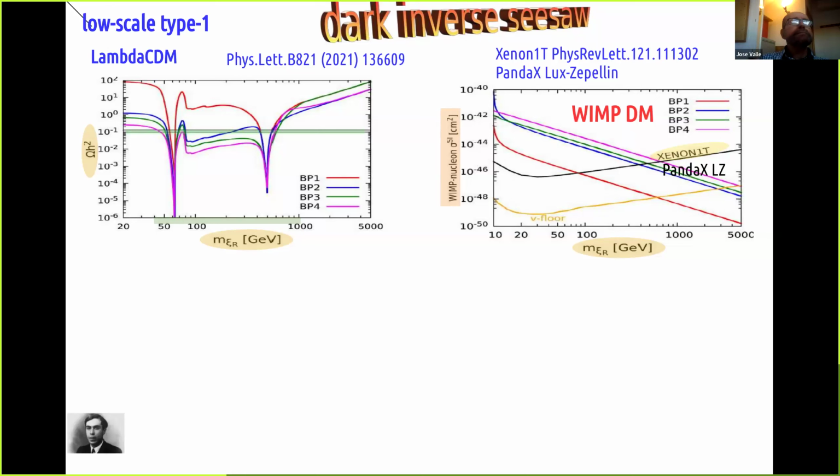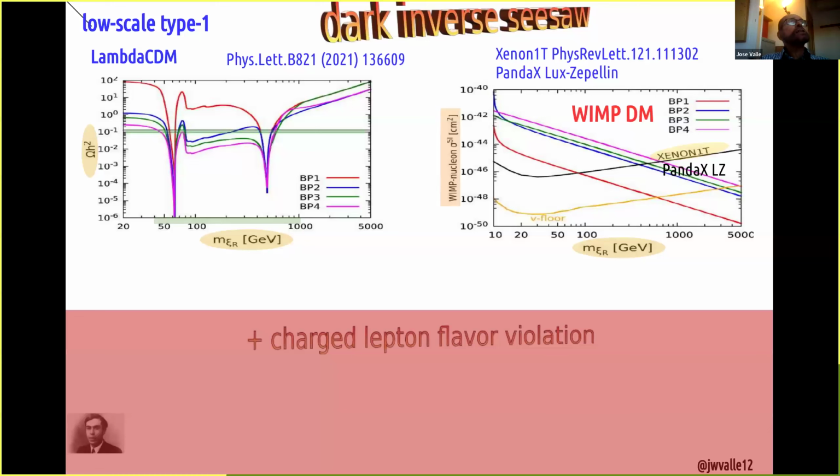And as I said, this is WIMP cold dark matter, but unaccompanied by supersymmetric states, and accompanied instead by charged lepton flavor violating phenomena like mu to gamma. Completely different type of dark matter physics.